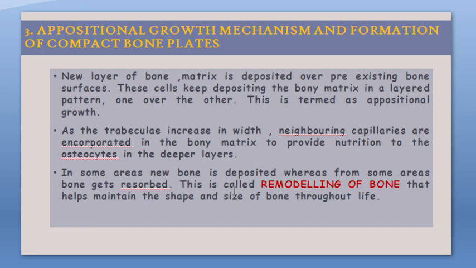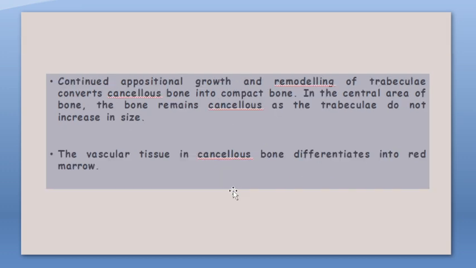So this simultaneous process of deposition and resorption of bone over one surface and the other surface is known as remodeling of the bone that helps in maintaining the shape and size of the bone throughout life. Now, continued appositional growth and remodeling of the bone both together will help the formation of compact bone from the remodeling of the cancellous bone. So, in the central areas of bone, the bone remains cancellous as the trabeculae do not increase in size.